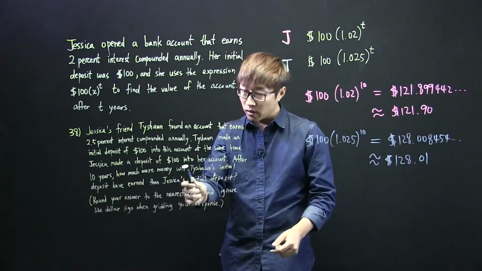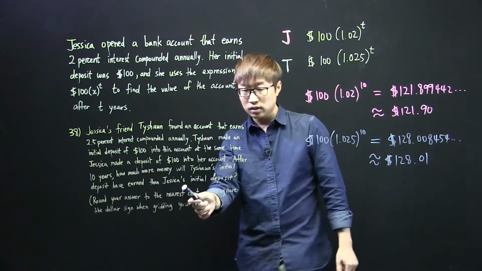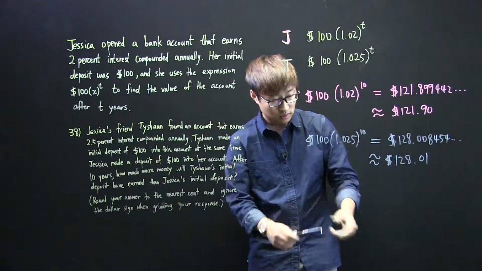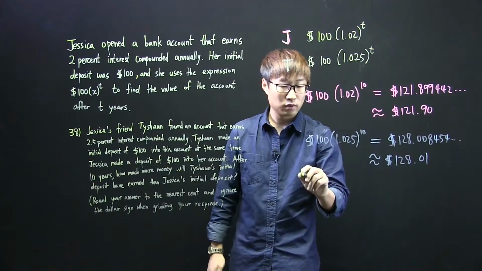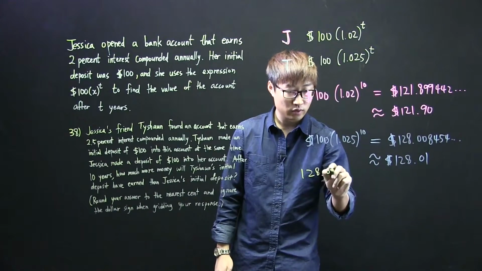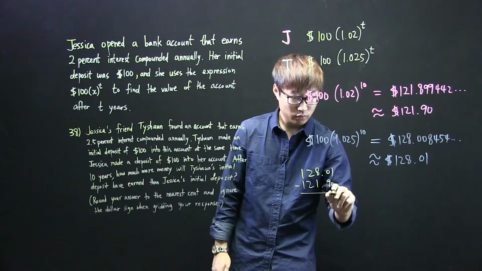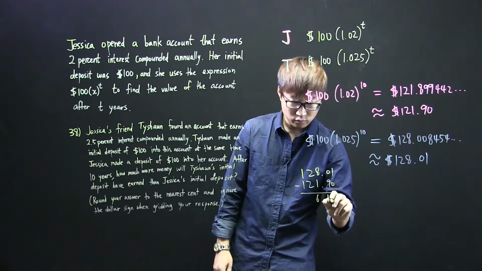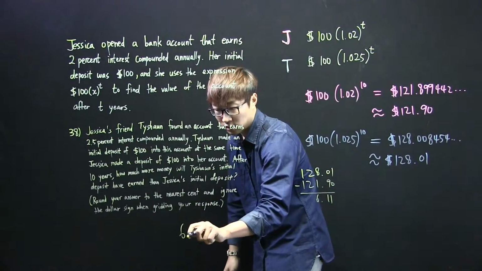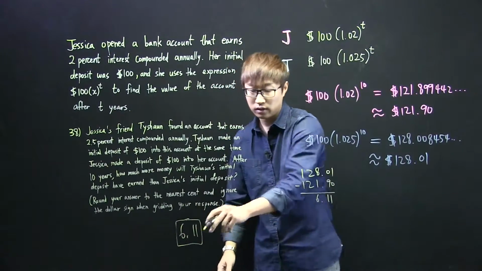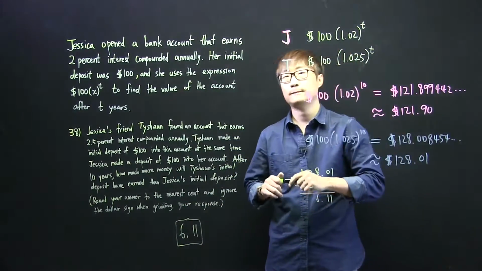And what are we asked to find? How much more money will Tyshawn's initial deposit have earned than Jessica's initial deposit after 10 years? Well, we just need to subtract the two, right? So take the number 128.01 minus 121.90, which should give you 6.11. So your answer is 6.11. Ignore the dollar sign and round to the nearest cent.